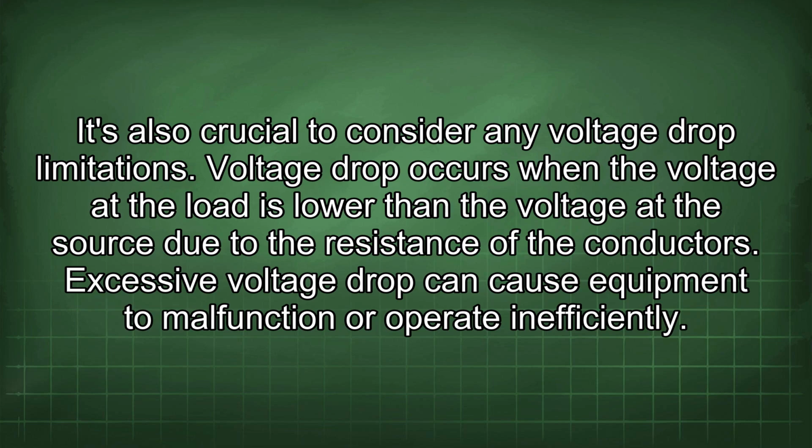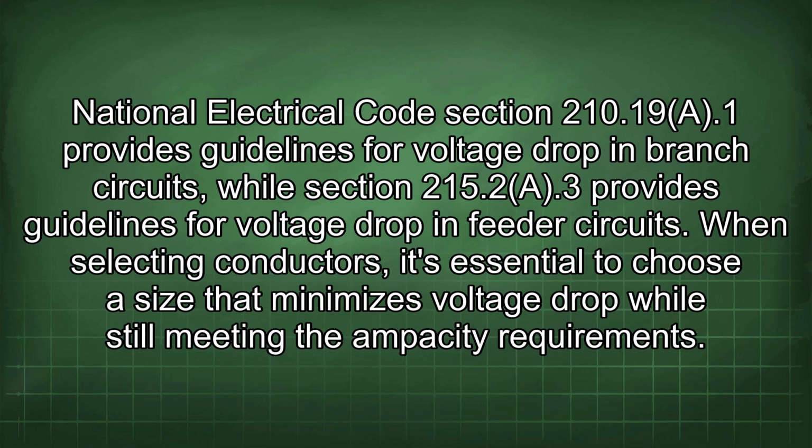It's also crucial to consider any voltage drop limitations. Voltage drop occurs when the voltage at the load is lower than the voltage at the source due to the resistance of the conductors. Excessive voltage drop can cause equipment to malfunction or operate inefficiently. National Electrical Code Section 210.19(A)(1) provides guidelines for voltage drop in branch circuits, while Section 215.2(A)(3) provides guidelines for voltage drop in feeder circuits. When selecting conductors, it's essential to choose a size that minimizes voltage drop while still meeting the ampacity requirements.